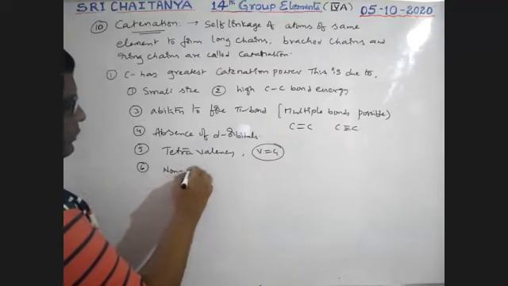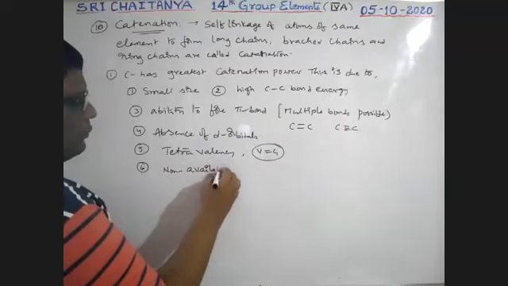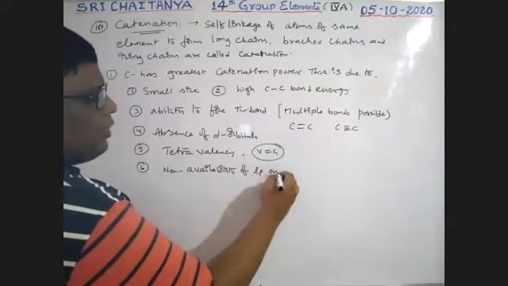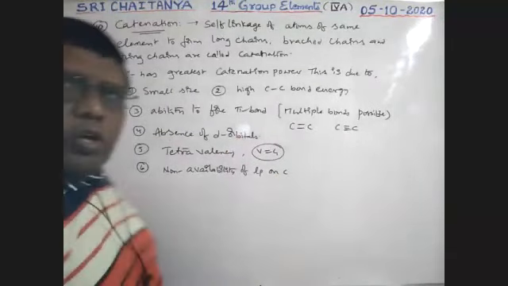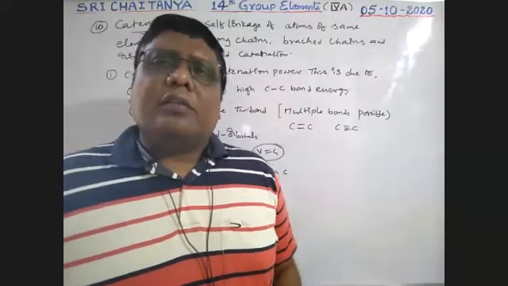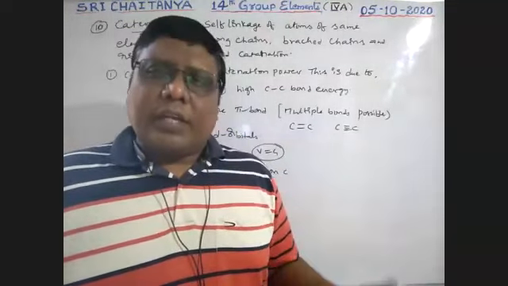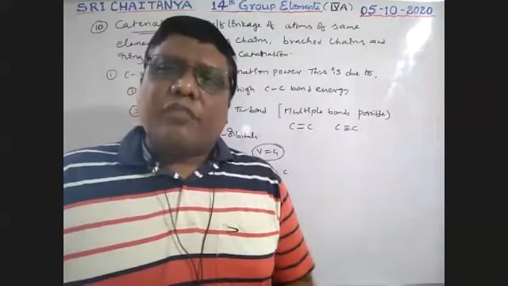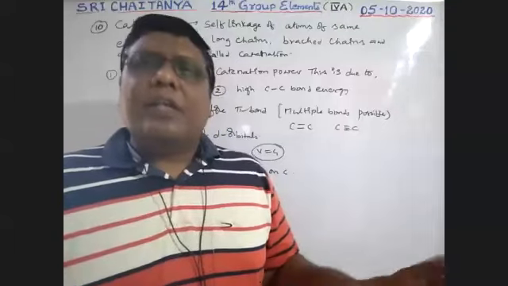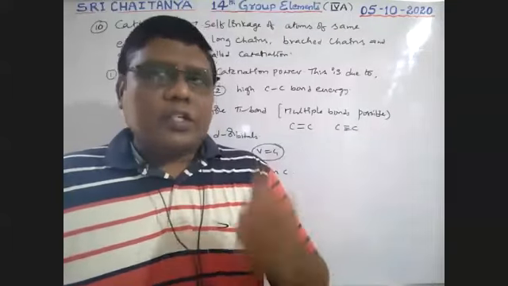Non-availability of lone pairs on carbon. So carbon has no lone pairs, guys. It is involved in sp3 hybridization mostly, or in the excited state, when it is involved in bond formation. So no lone pair is there. If lone pairs are there, the bond strength decreases.